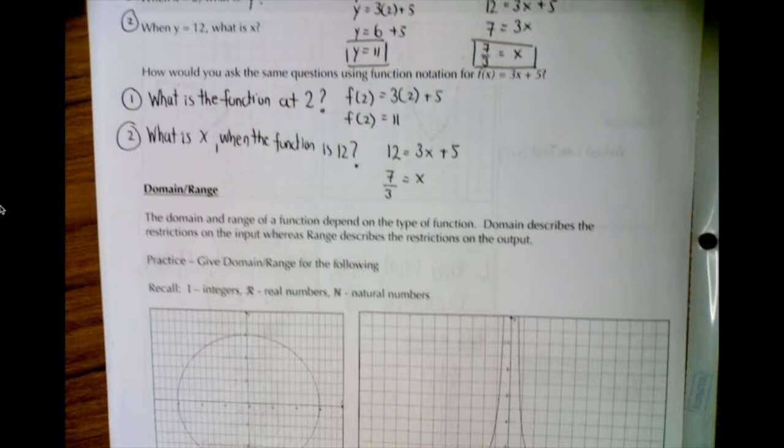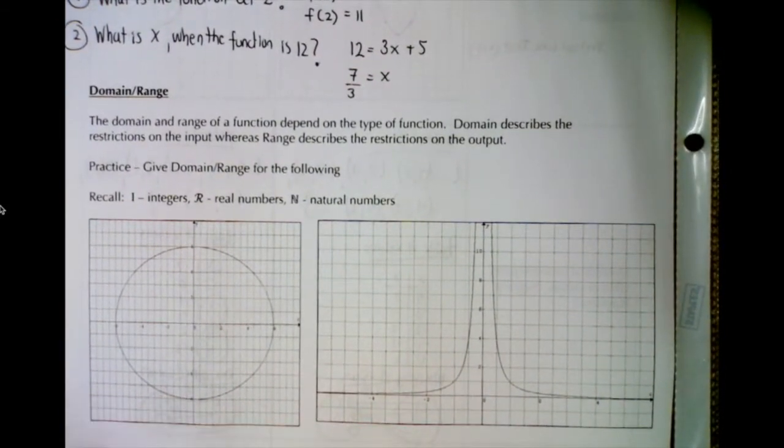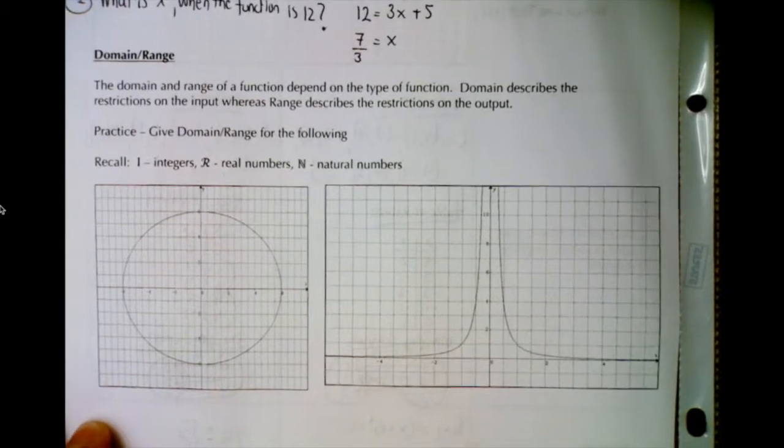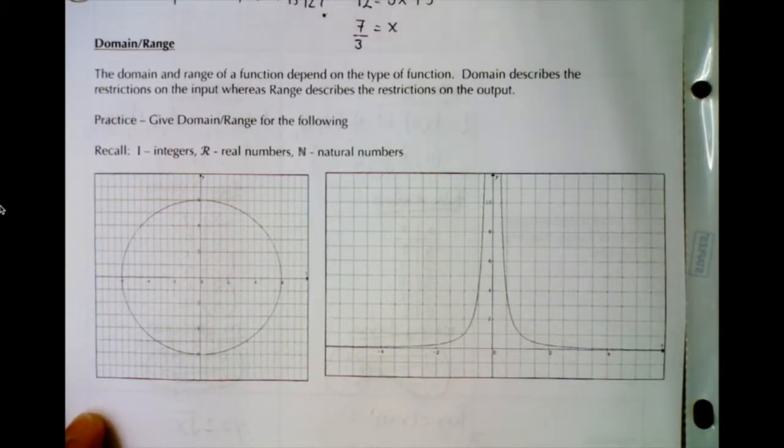We can do domain and range of both functions and relations. So the domain and range of a function or a relation depends on the type of function or relation. Domain describes the restrictions on the input, whereas range describes the restrictions on the output. And we've reviewed domain and range already. But let's give the domain and range and use proper notation for both.